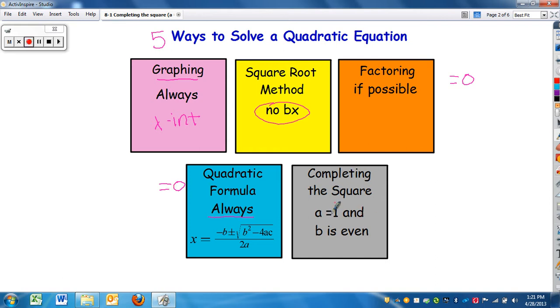To start completing the square, we need a equals 1. Everything today, a will equal 1, so we won't have to worry about this fact. And then it's easier if b is even. You can do it when b is odd. It's just a little rougher and might give you a headache.